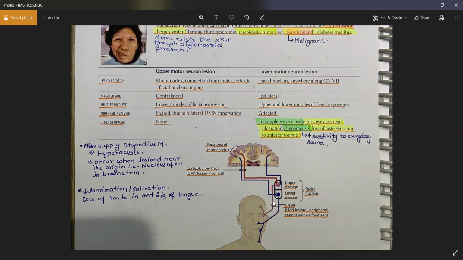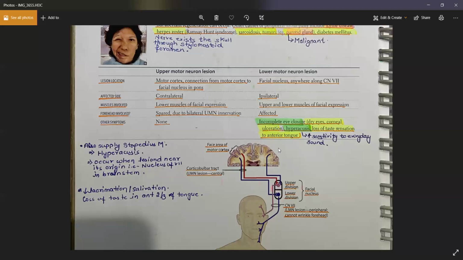Whenever you have an upper motor neuron lesion, it will always be contralateral symptoms. Whenever you have a lower motor neuron lesion, it will be ipsilateral symptoms. Secondly, if you have a lower motor neuron lesion, because the facial nerve cannot supply the upper and lower parts of the face, you will have a loss of both the upper face as well as the lower face innervation.